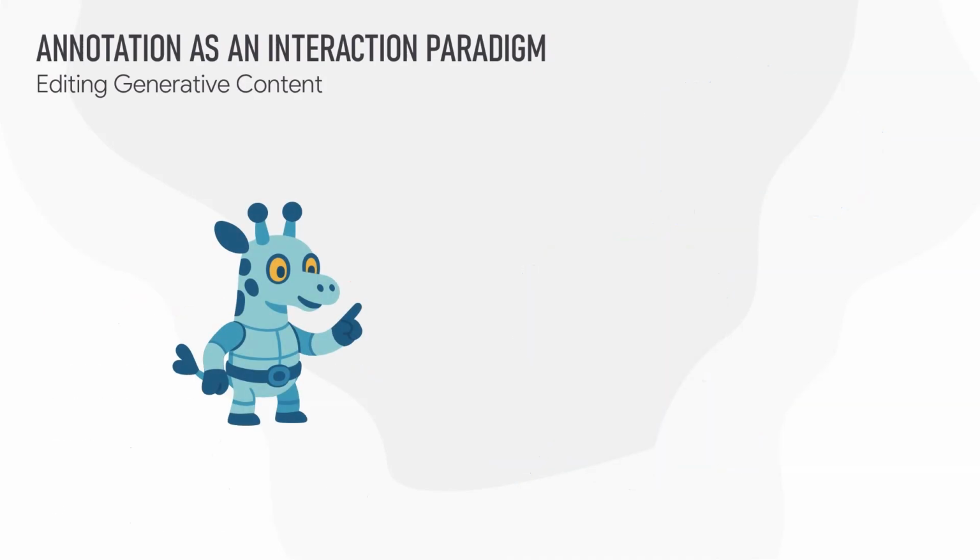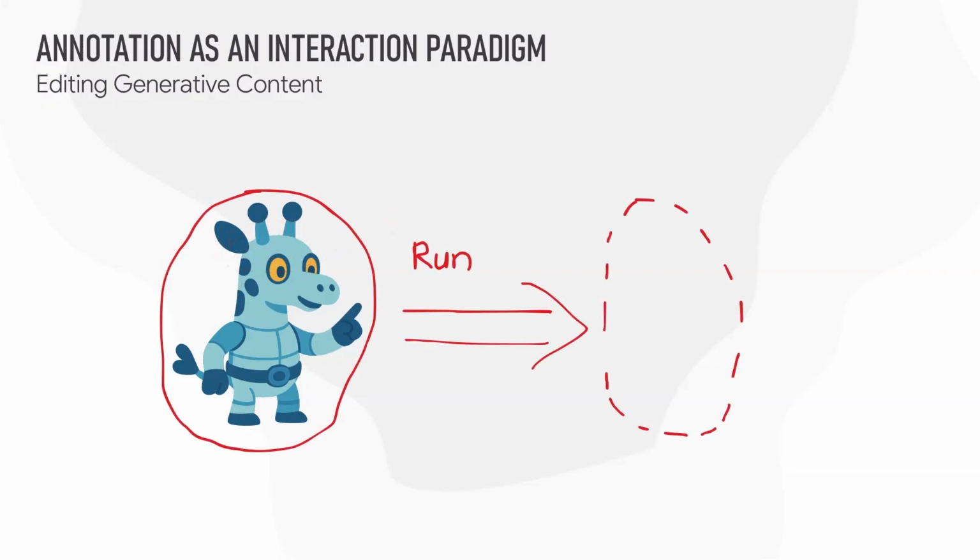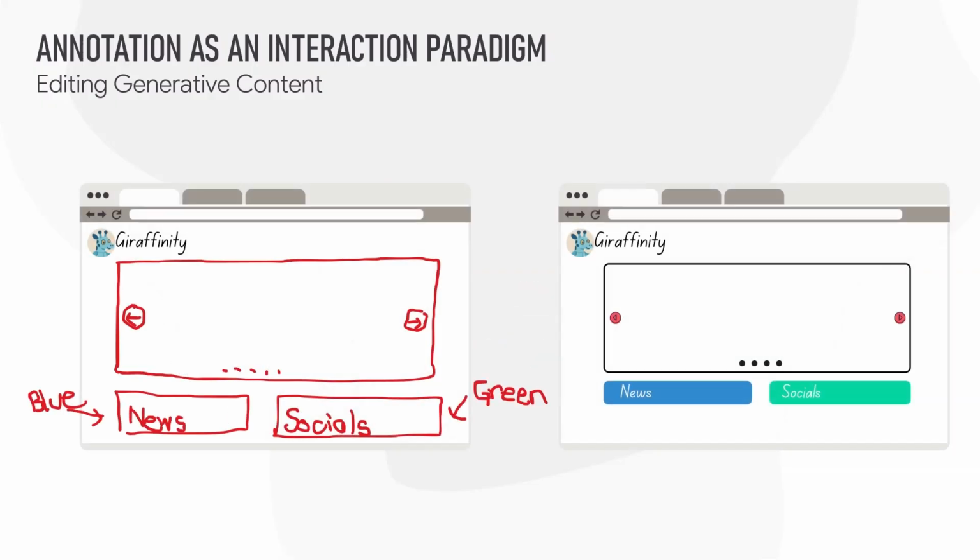For example, annotations can be used to edit generative content. A scribble can indicate where an object should appear, mark a sequence in a video, or specify elements directly within the interface to guide AI interaction. Compared to repeated prompting, annotations provide a low-friction way to guide AI.